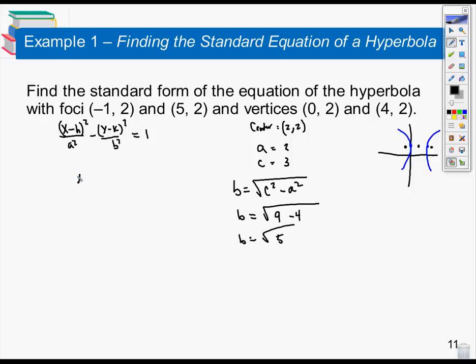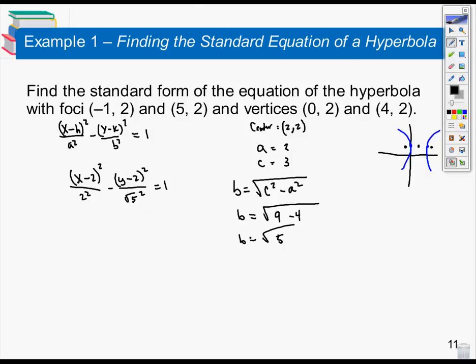So here we go. x minus the h value, which is 2, squared over a squared, so 2 squared, minus y minus the k value, which is 2, squared over the square root of 5 squared, equals 1. And I'm done.